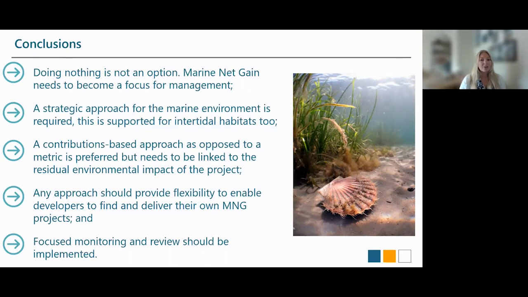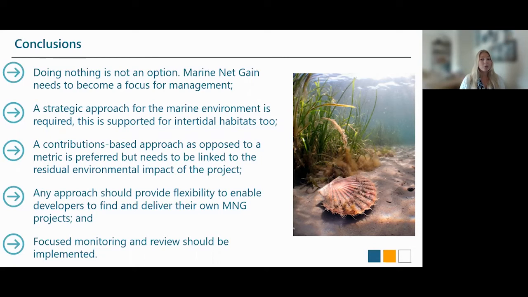Ultimately, though, whatever accounting system is implemented, other components of the system do need to be developed, and so far there hasn't been a lot of work on progressing the strategic framework to actually support marine net gain implementation. So if approaches are adopted before adequately addressing these strategic issues, we are actually in danger of creating an obligation without a practical means of delivery. So we do need to have care.